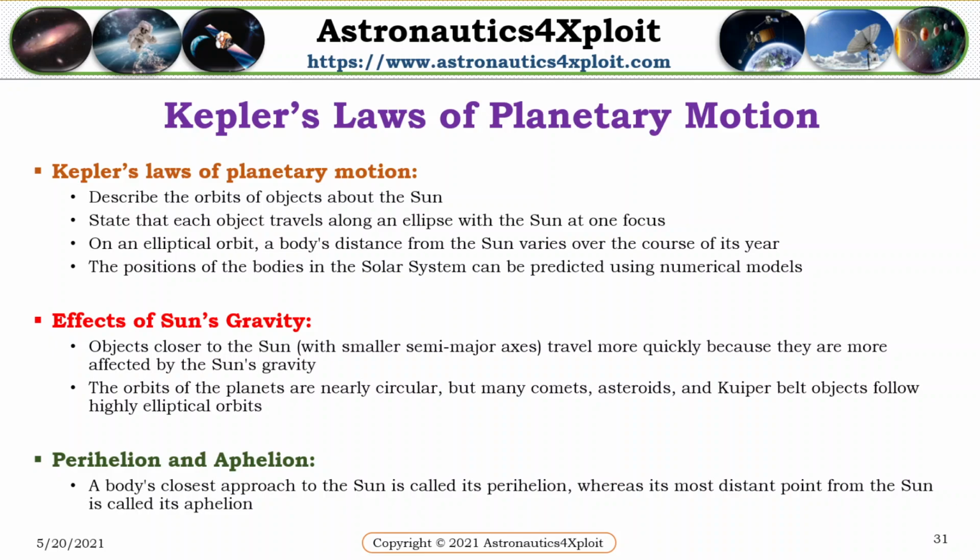Effects of the Sun's gravity. Objects that are closer to the Sun with smaller semi-major axes travel more quickly because they are more affected by the Sun's gravity. The orbits of the planets are nearly circular, but many comets, asteroids, and Kuiper belt objects follow highly elliptical orbits. Perihelion and aphelion. A body's closest approach to the Sun is called its perihelion, whereas its most distant point from the Sun is called its aphelion.